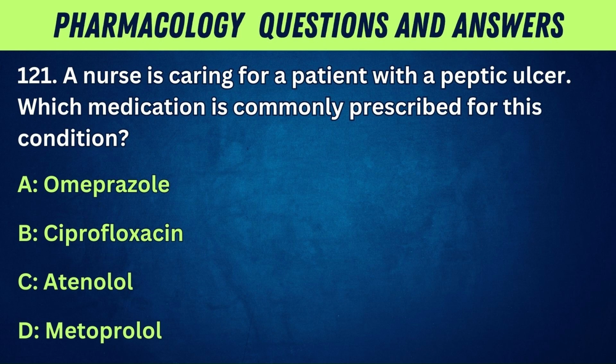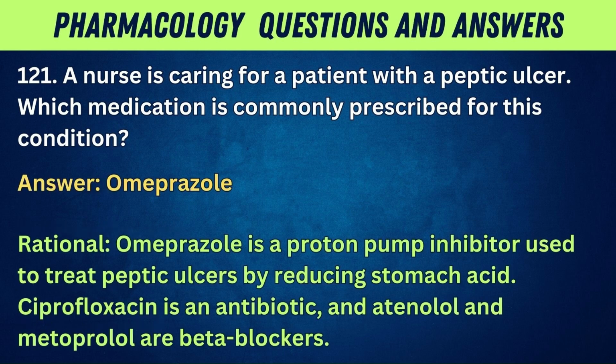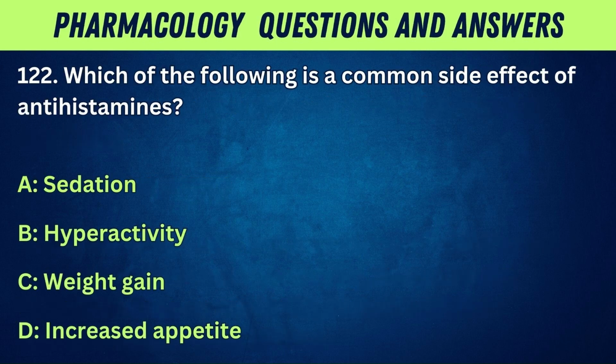121. A nurse is caring for a patient with a peptic ulcer. Which medication is commonly prescribed for this condition? A. Omeprazole. B. Ciprofloxacin. C. Atenolol. D. Metoprolol. Answer: omeprazole. Rationale: Omeprazole is a proton pump inhibitor used to treat peptic ulcers by reducing stomach acid. Ciprofloxacin is an antibiotic, and atenolol and metoprolol are beta blockers.